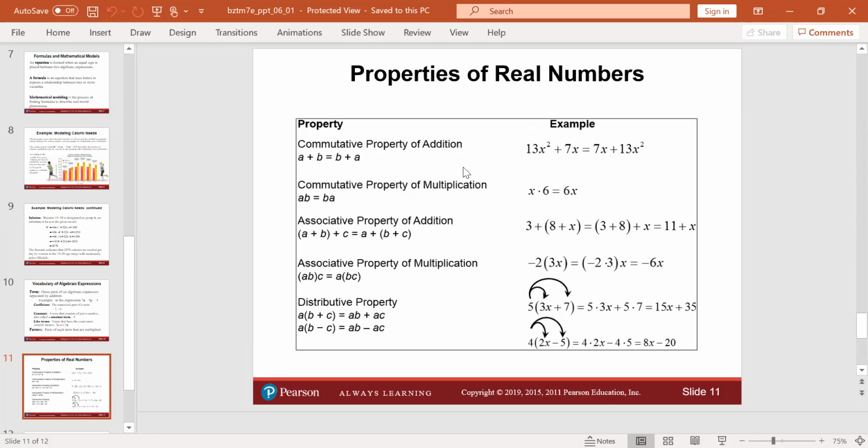Okay, so we can switch around the order of addition. It's true even for variables. Same with multiplication. We have a commutative property of multiplication. So you could say x times 6. That's kind of a sloppy way of saying it. So we like to put the 6 first. So we call that 6x.